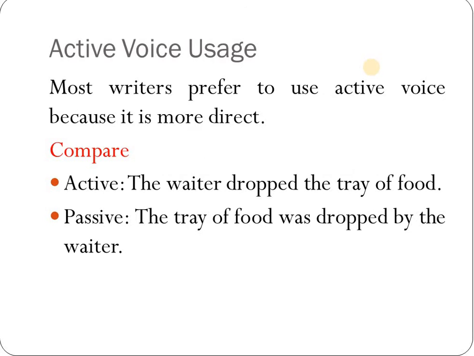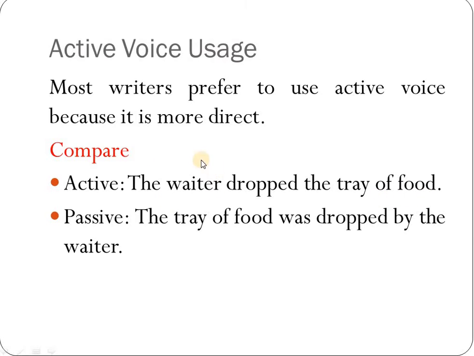Now, how do we use and when do we use the active voice? Most writers prefer to use active voice because it's more direct. It is emphatic, it's clear, it's concise, it's to the point, it's direct. I would like you to compare these two sentences. The active sentence states, the waiter dropped the tray of food.